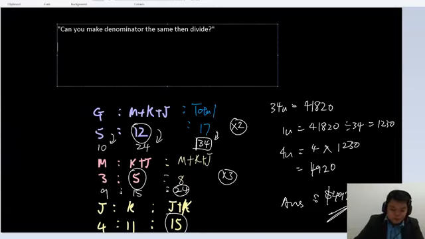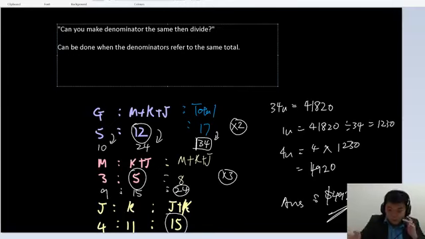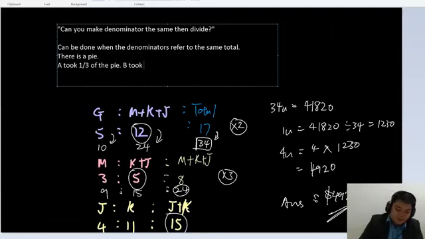But when can you do it? It can be done when the denominators refer to the same total. What do I mean by the same total? The same total means for things like there is a pie. A took 1/3 of the pie. B took 4/5, cannot be, 3/5 of the pie. Then C took the rest.